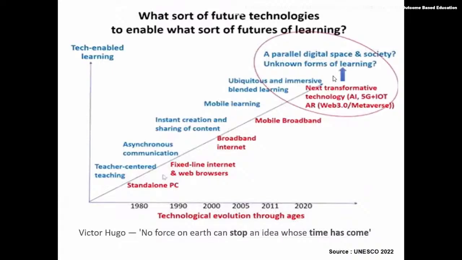This is the curve of technological evolution through the ages. What sort of future technologies are there to enable what sort of future learning? From 1980 onwards, it was the standalone PC. From 1990, we moved on to fixed line internet and web browsers, then broadband internet, then mobile broadband, and now moving on to the next transformative technologies: AI, 5G, IoT, and AR, having Web 3.0 and Web Metaverse. So you can identify where you are on this curve.